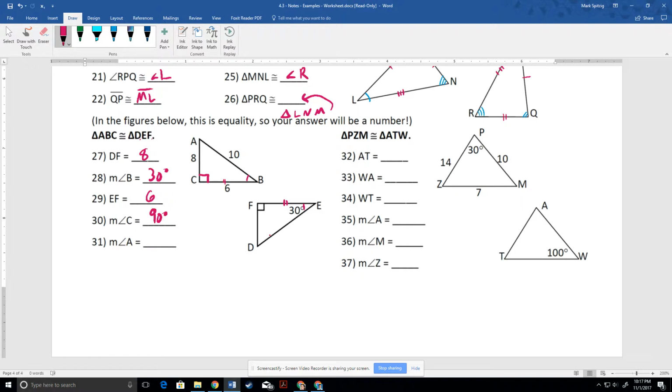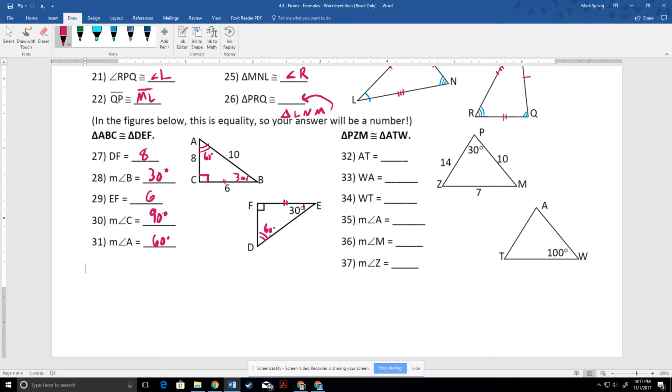The measure of angle A is going to be this one. It matches up with angle D. And so angle D, we don't know it, but we can figure it out. We knew that B was 30. So either way, you want to figure it out. But again, we know that this is going to be 60 because they've got to add to 180, triangle sum situation. And so we know that this has to be 60.